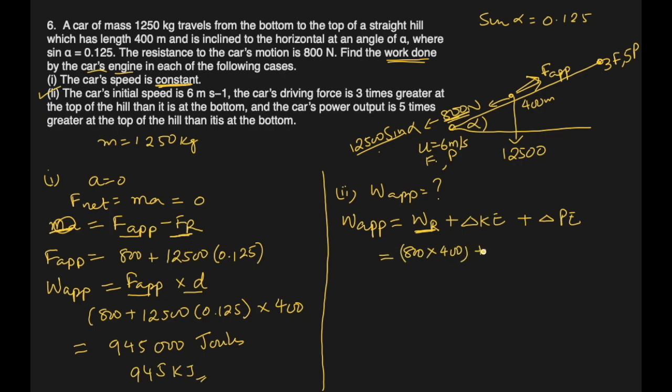Okay, change in kinetic energy will be half mass multiplied by the square of the final velocity. Okay, what is the final velocity? We don't know. That is the problem now. So we'll have to find the velocity.